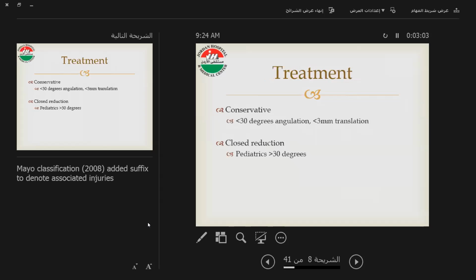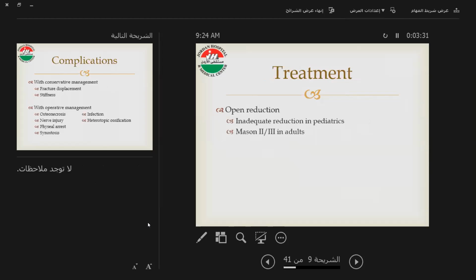Now, the treatment modalities range, as with all fractures, from conservative management to the most extensive treatment of radial head arthroplasty. Usually, conservative management is for angulation less than 30 degrees in the pediatric age group, especially. If it's not less than 30, then you go for closed reduction if it is stable. Otherwise, you go for open reduction, which is indicated for advanced stages in adults, or inadequate reduction, or inability to do closed reduction in pediatrics.